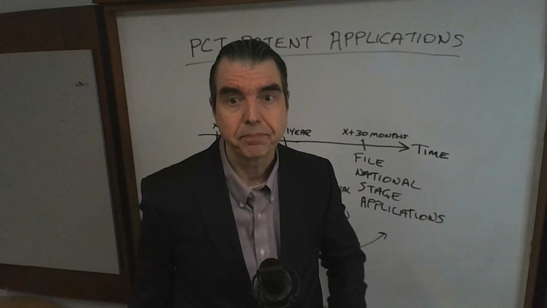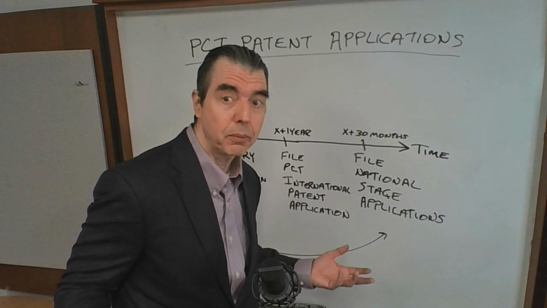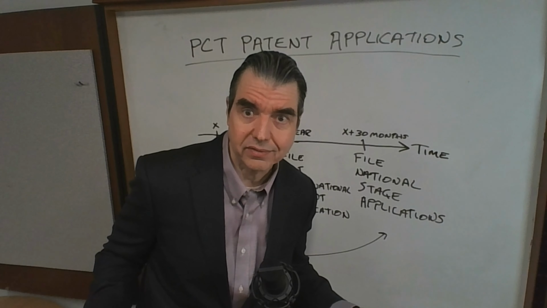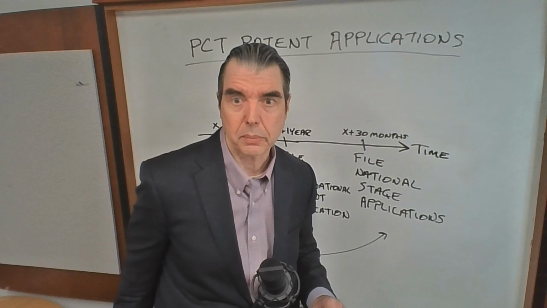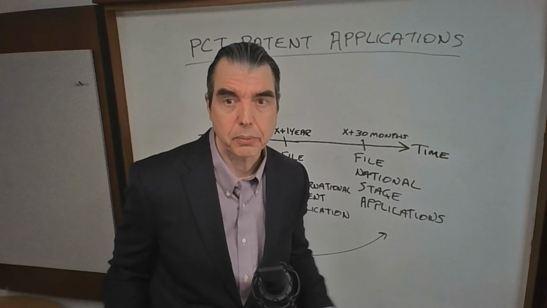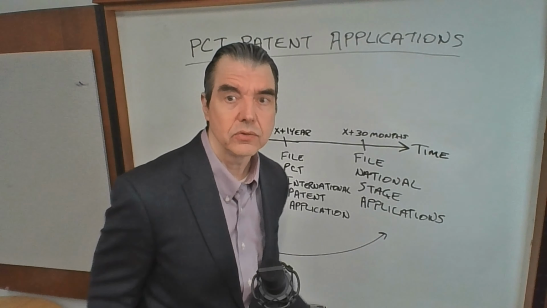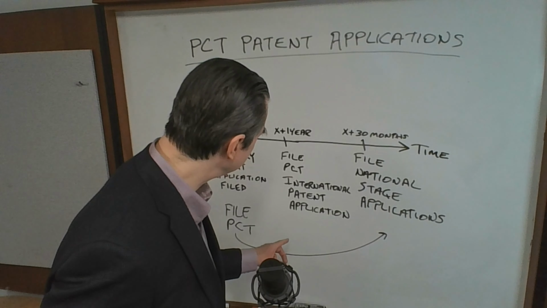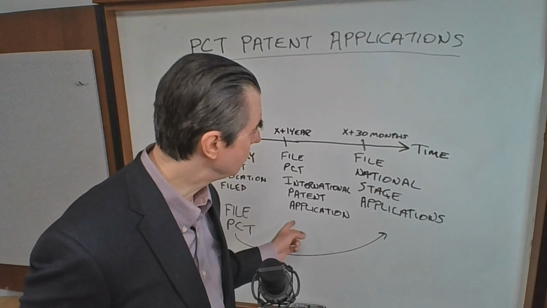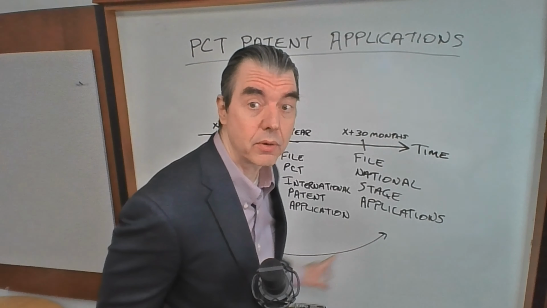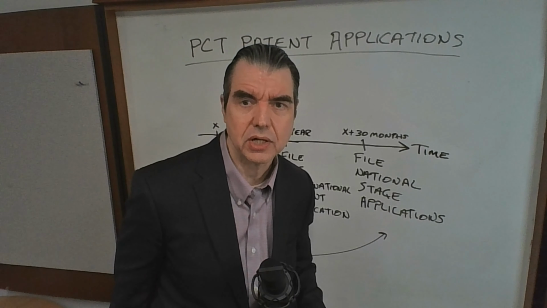Now, there is another way that you can use the PCT, and that is you can use the PCT directly instead of filing the primary patent application, for example, in the USPTO. If you're a United States citizen, instead of filing your primary application in the United States PTO, you can file your primary application as a PCT patent application initially. So you can file an international application as a PCT, but then you now have the 30 months from the filing date of the PCT application in which to file your national stage applications.